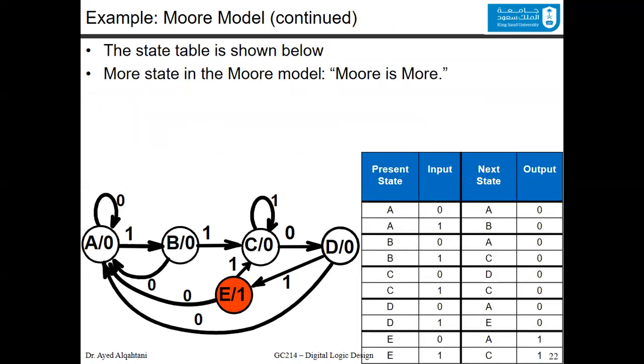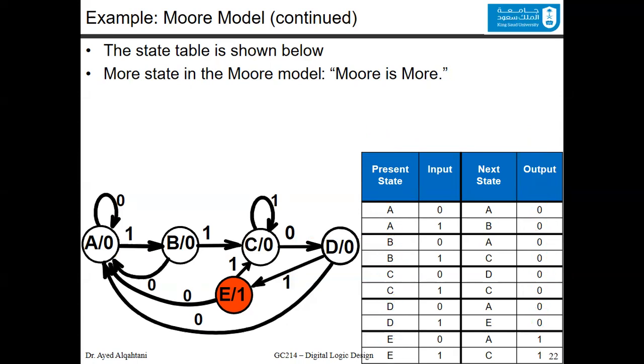Now, for the state table, there is a saying that there are more states in the Moore model, which is in short, more is more. Just to remind you to remember that in the Moore model, we have more states. Now we fill up the state table the same way as we described in the Mealy machine, but notice that now the output is tied to the present state, meaning if you are in state A, the output is 0. If you are in state B, the output is 0. State C and D, same thing, the output is 0. The output is only 1 when you are in state E.